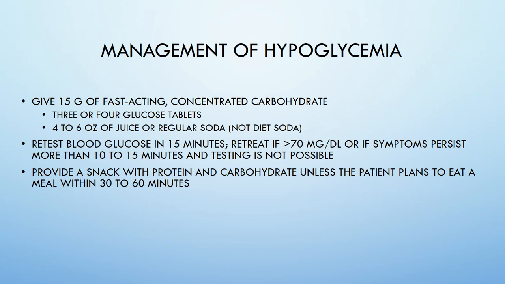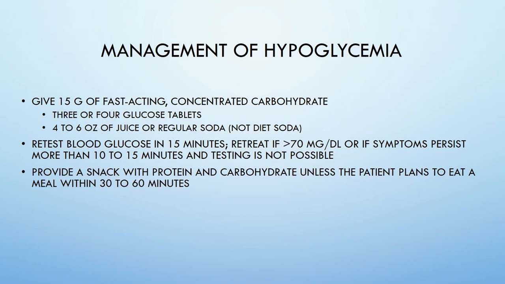The management of it is going to be to give them 15 grams of fast-acting or concentrated carbohydrates, 3 or 4 glucose tabs. You can also give them 4 to 6 ounces of juice or regular soda, not diet soda, because that doesn't help them at all. Retest the blood glucose in 15 minutes. You're going to retreat it if it's not hitting the 70s.